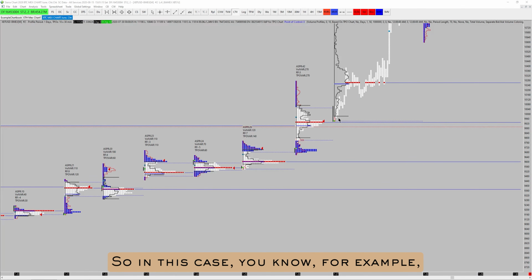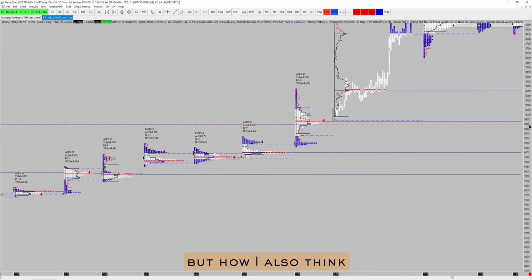So in this case, for example, let's look at this initial balance right here. It could have resulted in us breaking through the level and then closing back at the open, which you again would interpret differently than something like this that has just been one-sided. So hopefully that clarifies my opinion on initial balance and how I would go about using it, but how I also think that it's kind of obsolete for how I'm looking at the market, because at this point I'm already paying attention to what's going on within that first 30 minutes, that first hour period.